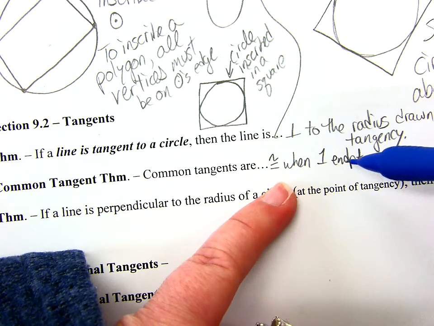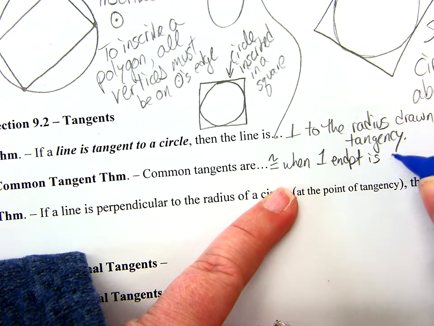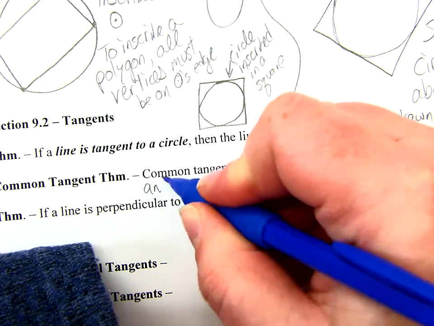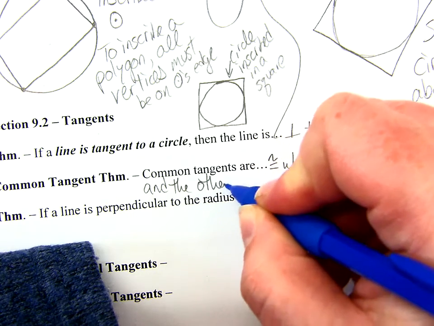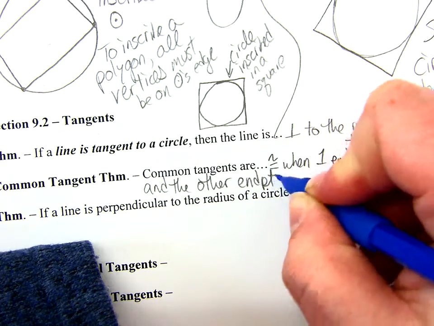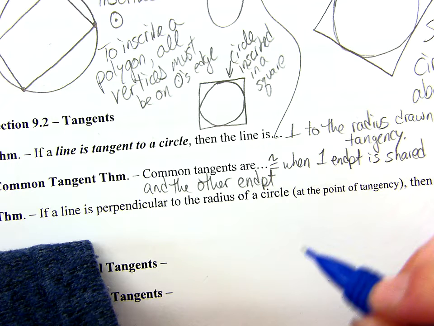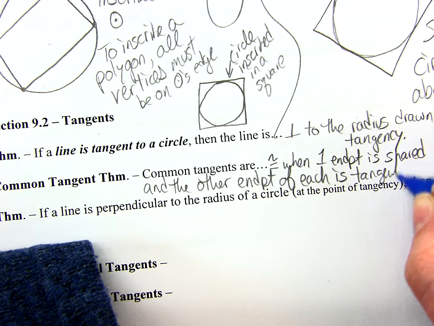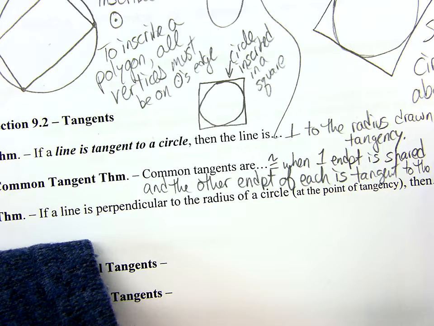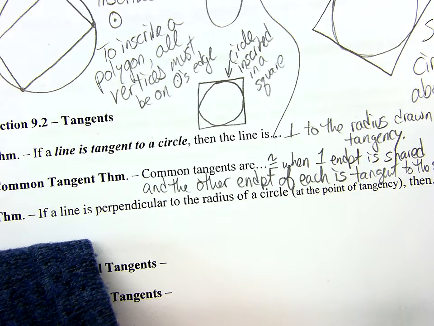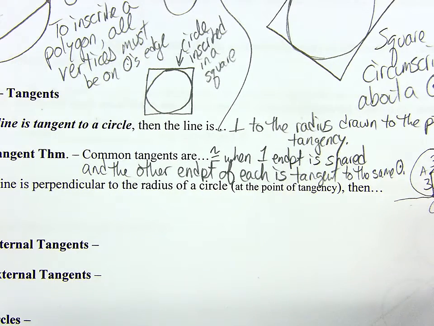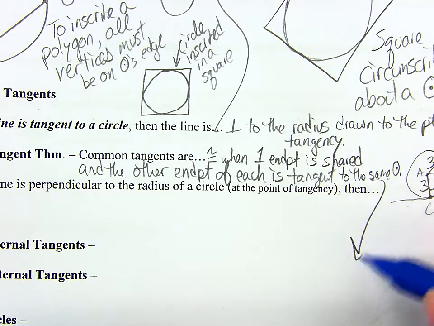Common tangents are congruent when one endpoint is shared and the other endpoint of each is tangent to the same circle. Let's see, I have no idea what that means. Don't worry, I'll explain it to you. I didn't give myself a lot of room, but let's talk about it down here.